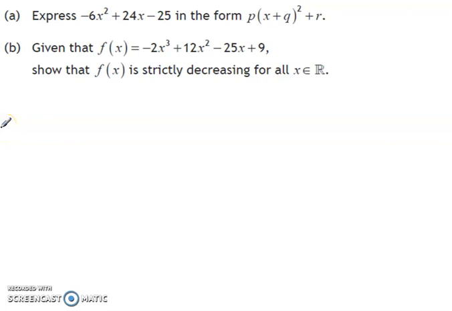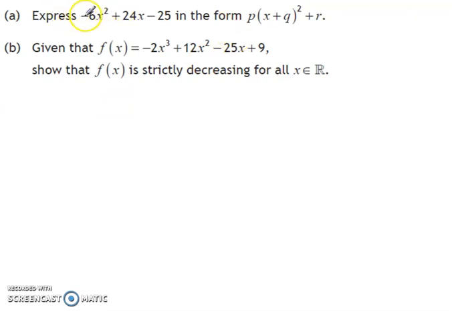Here we have paper 2 from the 2019 higher exam, and I'm going to be focusing on question 7 here. This question looks at quadratics and cubics, the relationship in terms of factorizing and working with derivatives to demonstrate properties of graphs and functions themselves. The first one's about factorizing it into a set form. The second one is looking at properties of the function when it's strictly increasing, decreasing, and how to prove all of that. So we're going to start with this first one here.